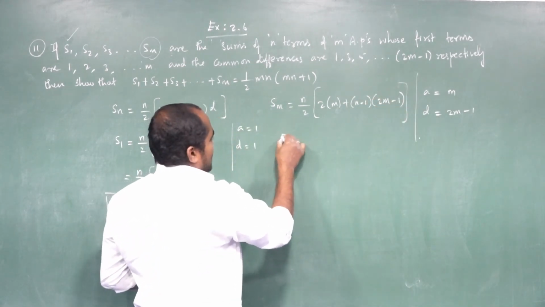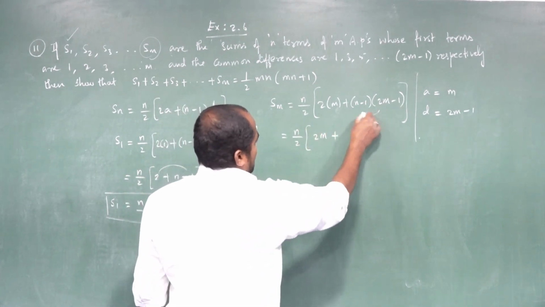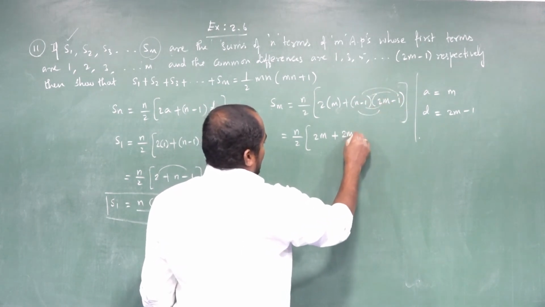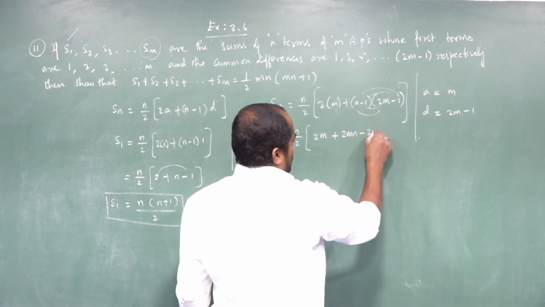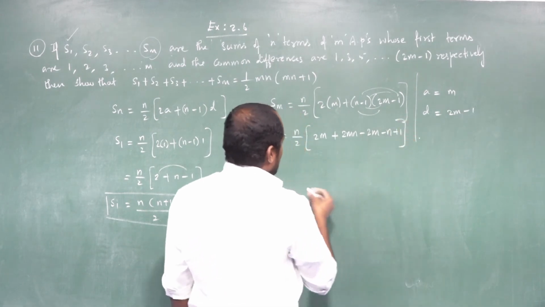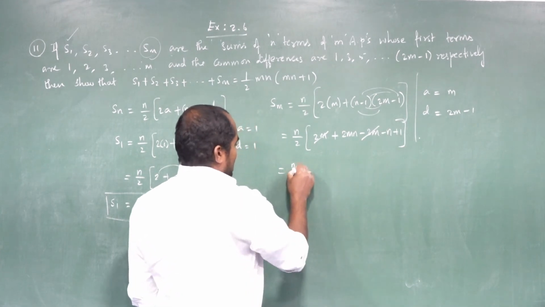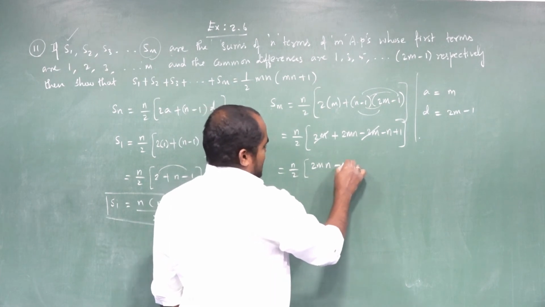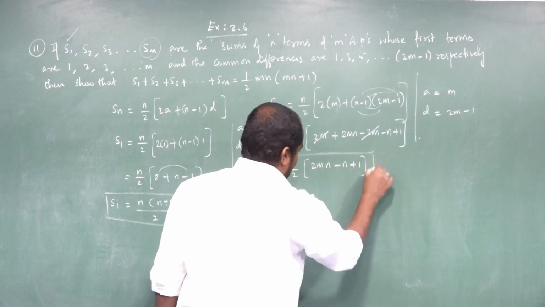So 2 into a value is 2m plus n minus 1 into 2m minus 1. So Sm is equal to n by 2 of 2m plus, multiplying this we get 2mn, 2 into n is 2mn, minus 2m minus n plus 1. So plus 2m minus 2m cancel, n by 2 of 2mn minus n plus 1. So this is Sm, that means the last term.